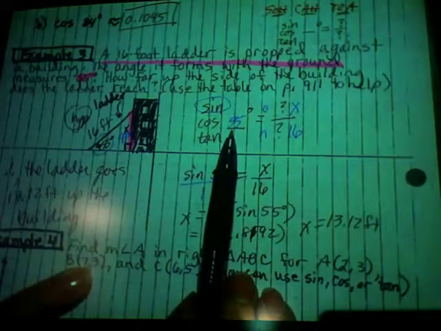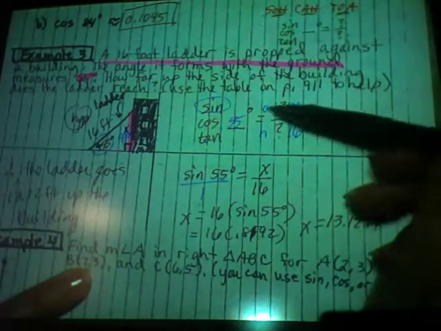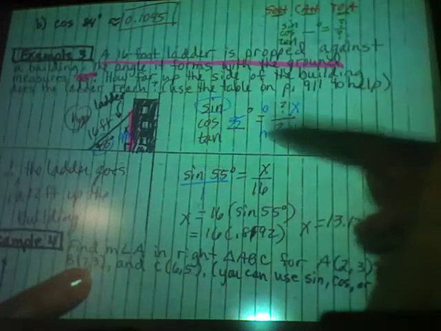Since we identified that it was opposite and hypotenuse, we chose sine. So that's why I wrote all this out. You won't always write all this out, but we did for our note purposes. So we chose sine. We knew the degrees was 55. And then we knew that we had opposite over hypotenuse. You won't always write this down either.